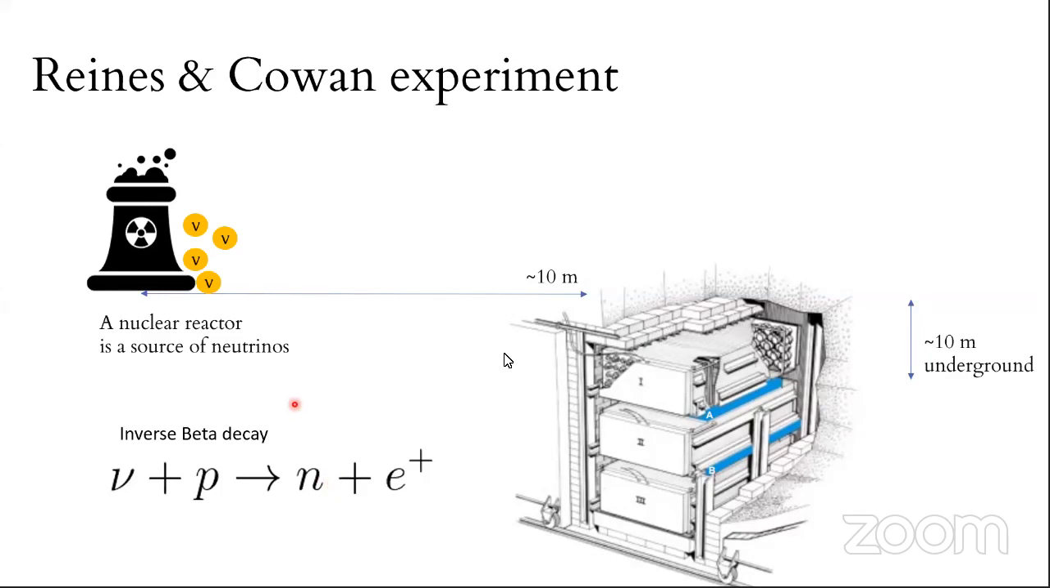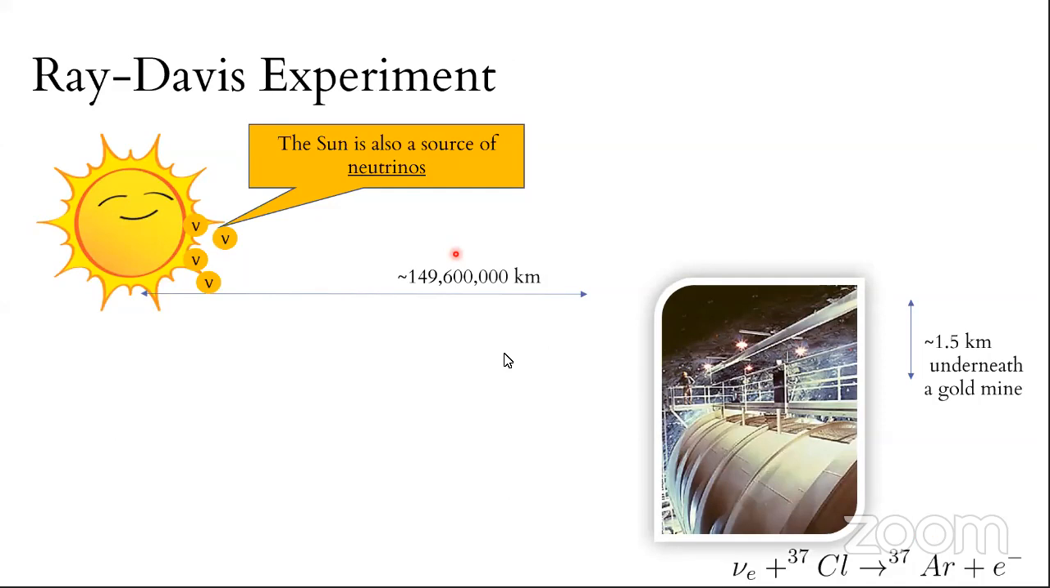And Reines and Cowan did find such signatures in the detector. And to be even more conclusive, what they did was they switched off the reactor, and then they saw that the counts decreased. And once again, when they started it, they saw that the counts increased, which was a clear signature of a neutrino interaction. Now, following the success of Reines and Cowan, many other experiments were devised. One of the famous experiments is the Ray Davis experiment.